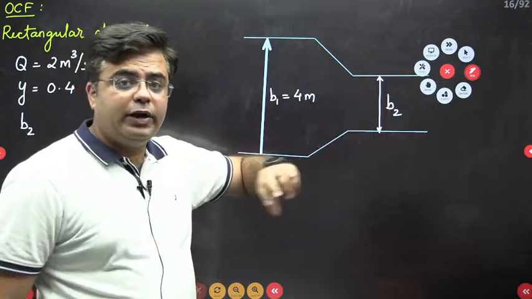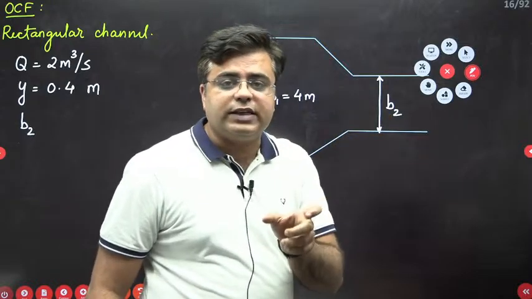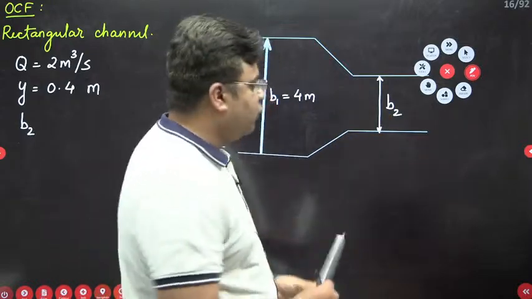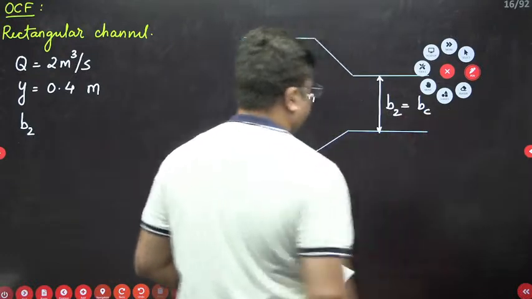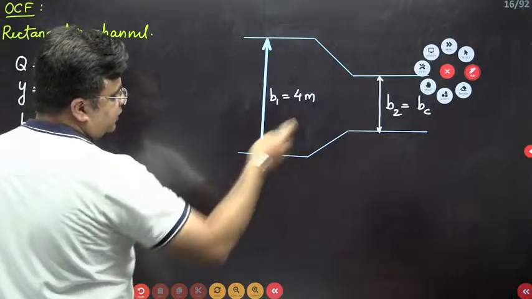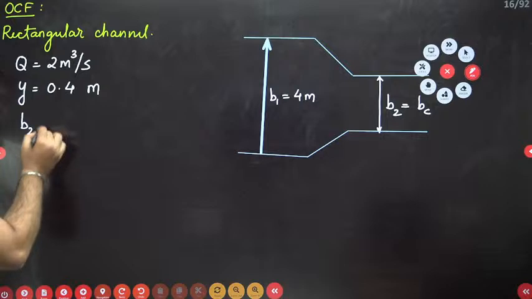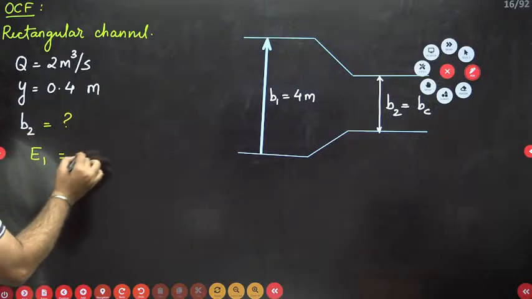If I talk about B2 minimum, this B2 minimum will be equal to the width of the section corresponding to the critical flow. So this B2 will be nothing but the width of the section corresponding to the critical flow, BC. Now, how to solve this? Just equate E1 equals E2.